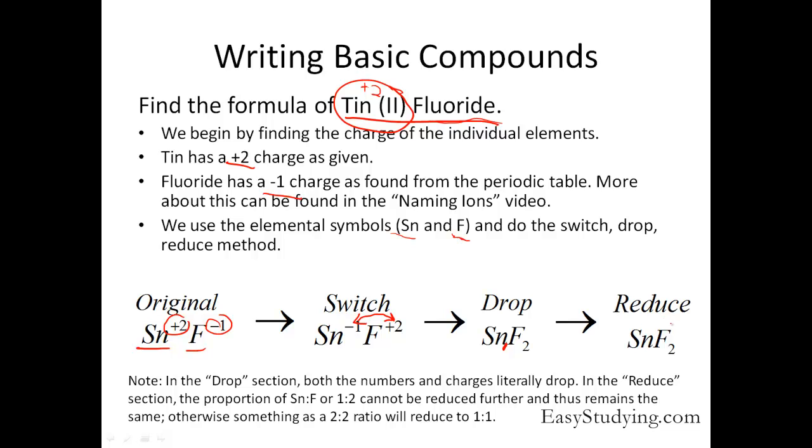There's this other method called reduce. If you look at the note down here, we begin to see that in the drop section, as I noted before, both the numbers and charges literally drop. They drop down, and the charges go away because we do not write the charges as the subscripts. Going back to the reduce method, we notice here that there was nothing to reduce because it is already in a 1:2 ratio, and thus it remains the same. Otherwise, if we had a 2:2 ratio, that would reduce to 1:1.